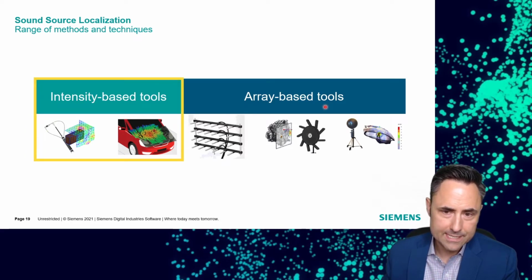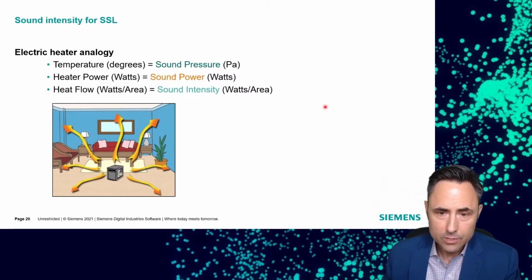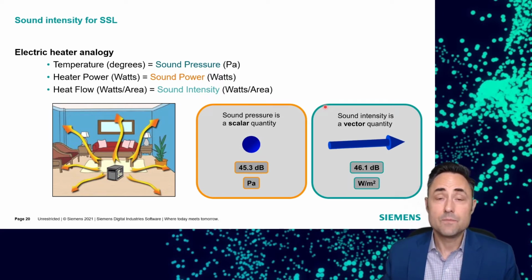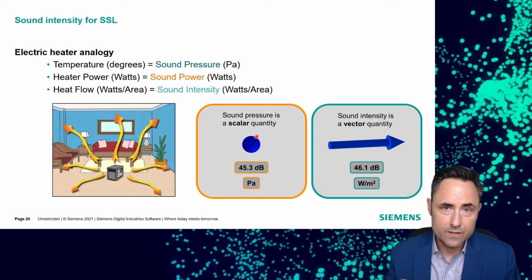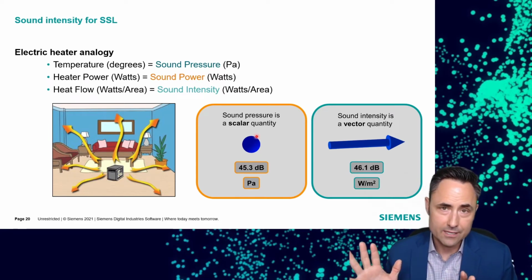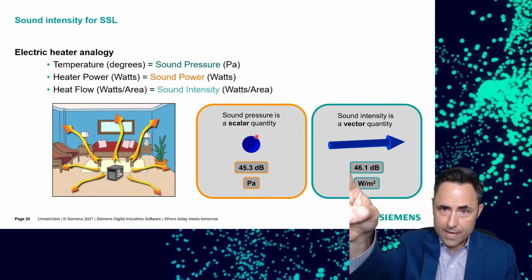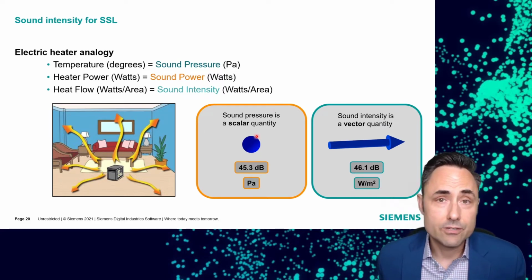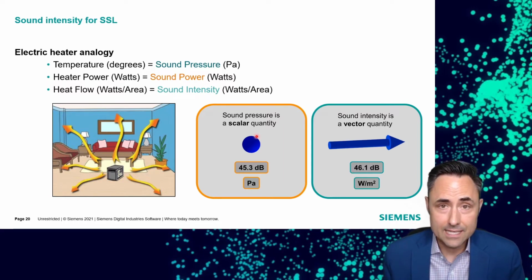So going back to our intensity-based tools, we already know it is the study of the sound flow, like the heat flow from our heater. And this helps us develop this vector quantity, where sound pressure and sound power are just scalar quantities. It's just a magnitude, right? We just know it's, in this case, 45.3 decibels. We don't know anything else about it. Whereas sound intensity says it's 46.1 that way, okay? So that helps us a great deal to deduce where the sound is coming from, because we have this vector orientation as part of our intensity answer, okay?